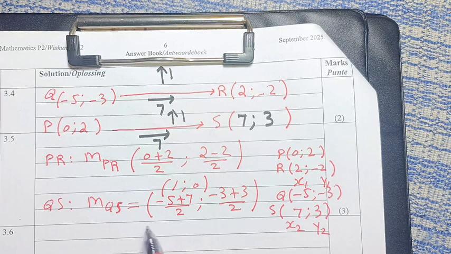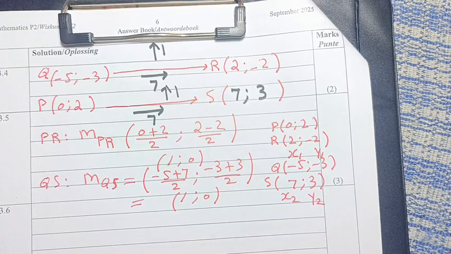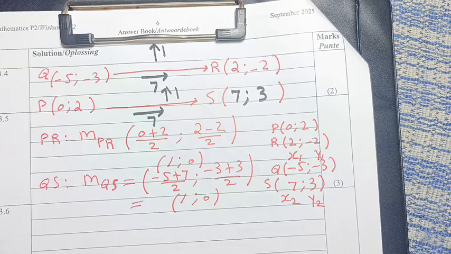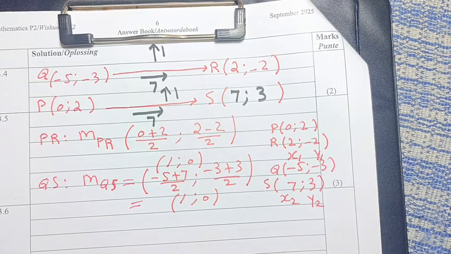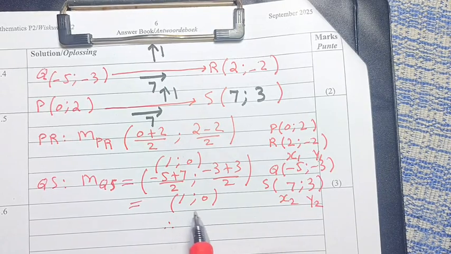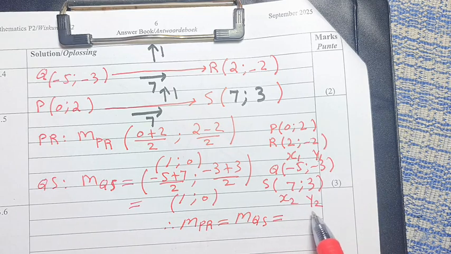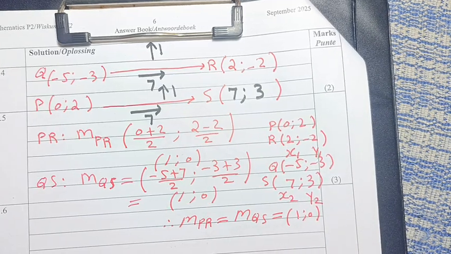I substitute into the formula, and I'm going to use my calculator. The answer is again 1 and 0. So that means the midpoint of PR is 1 and 0. The midpoint of QS is as well 1 and 0. Therefore, I can say the midpoint of PR is equal to the midpoint of QS, which is 1 and 0. Must remember. So now I can say the diagonals bisect each other.